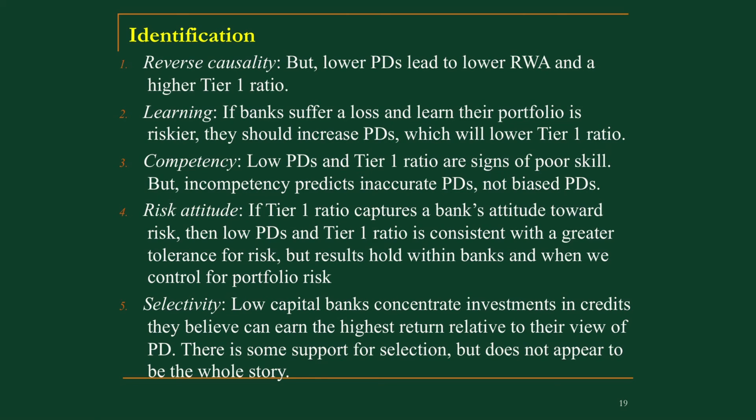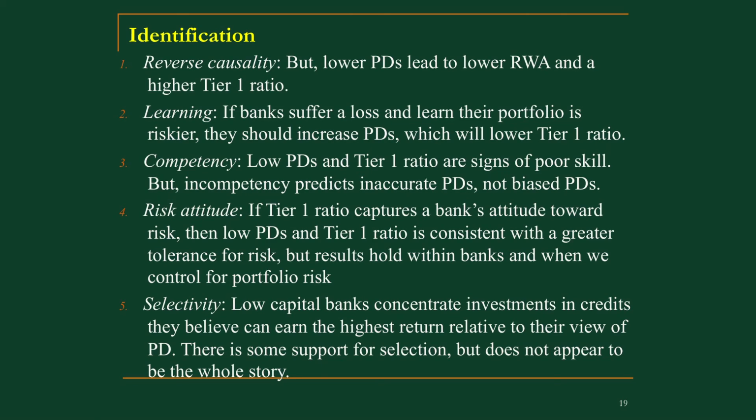First, reverse causality. I've been telling the story that it's the banks with less capital that are trying to save on capital and are pushing down this. Could it go the other way around? Well, no, because if it were the other way around, the result would be reversed. In that case, lower PDs would lower the risk-weighted assets and would increase the Tier 1 ratio. And we find exactly the opposite. So that one is easy.